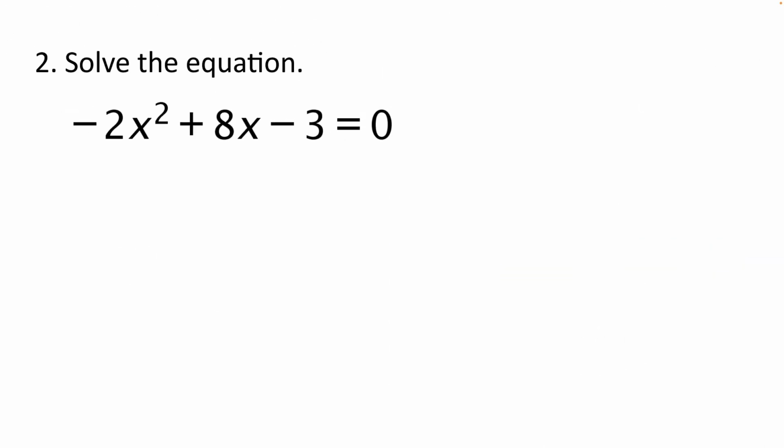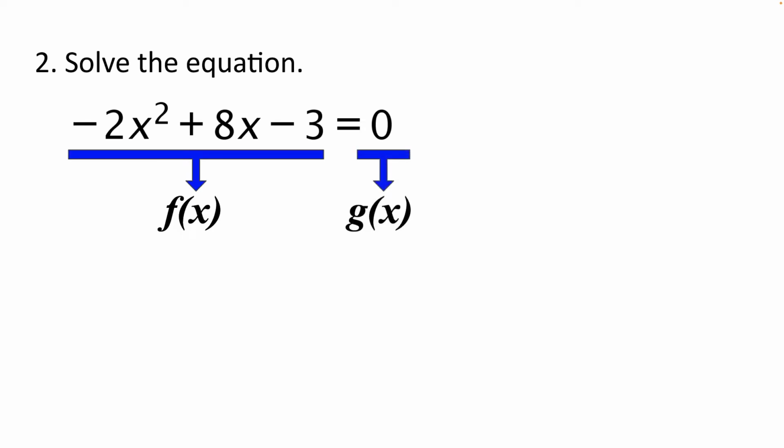Now let's take a look at our second example. Let's solve the equation negative 2x squared plus 8x minus 3 equals 0. Once again, we'll call the left-hand side f of x and the right-hand side g of x. So f of x will be the function negative 2x squared plus 8x minus 3, and g of x will continue to be the function 0. Let's go back to Desmos and enter these functions.